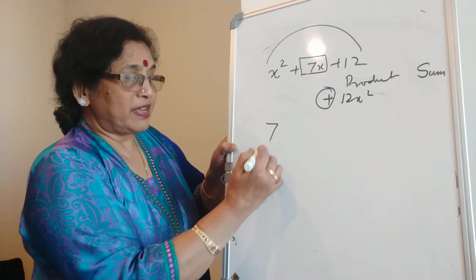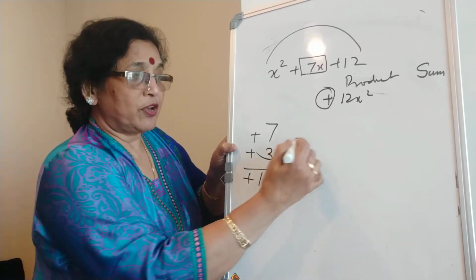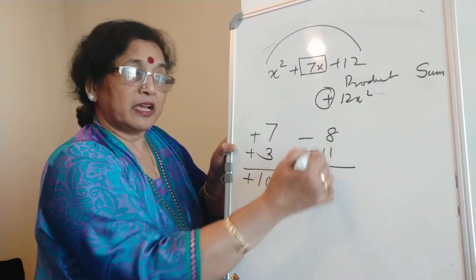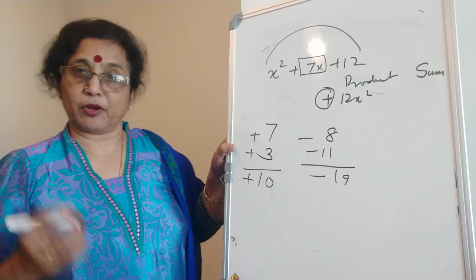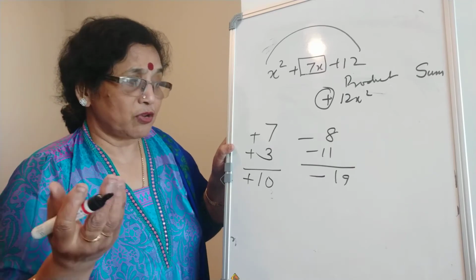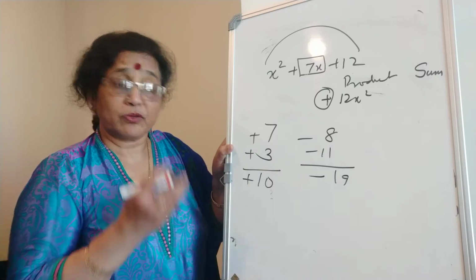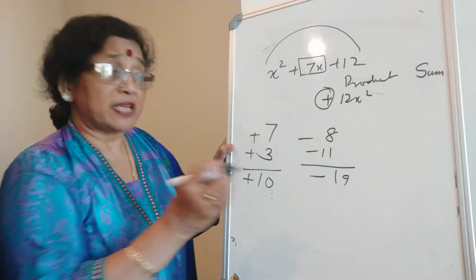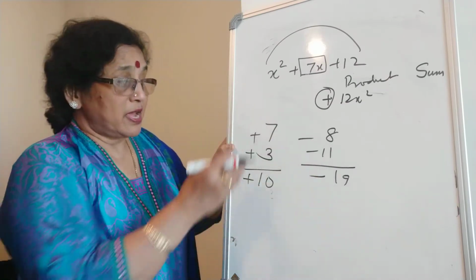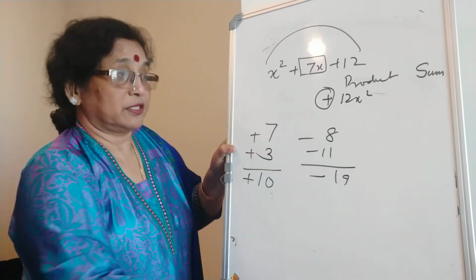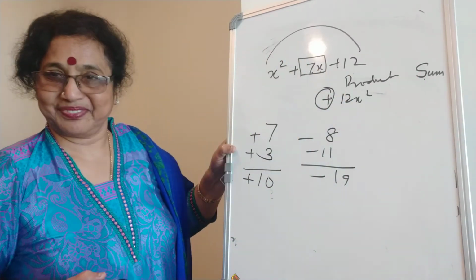So when you add 7 and 3, both plus, you are adding them and writing the plus sign. If you are writing minus 8 and minus 11, again as our teacher says, you add and write the minus sign. Loss of 8 and loss of 11 is loss of 19. So in both cases you are adding and putting the sign of both the integers. If both the integers are negative, you put negative, and if the integers are positive, you put positive. So the sum of the terms should be 7.